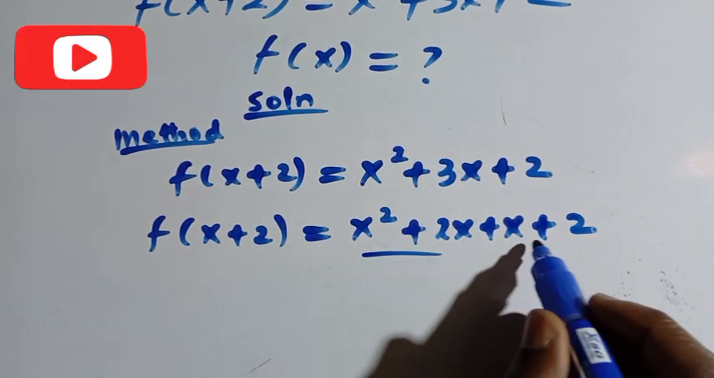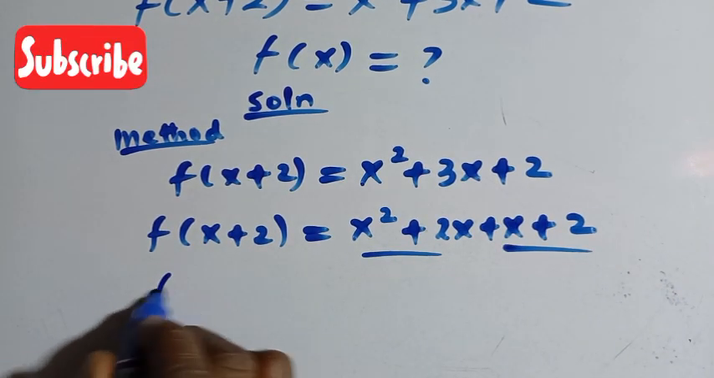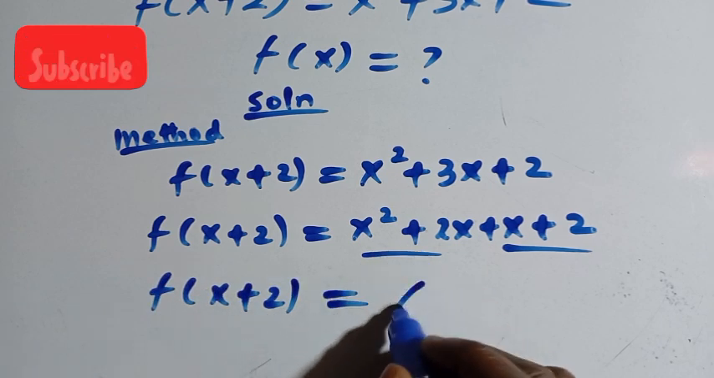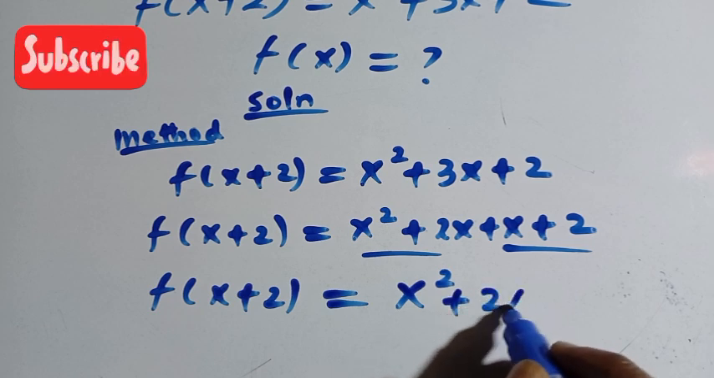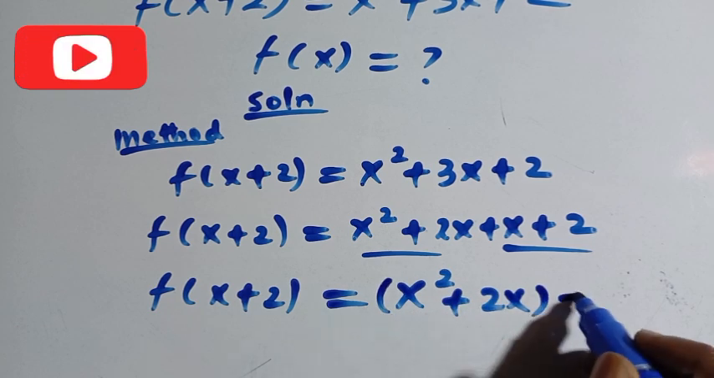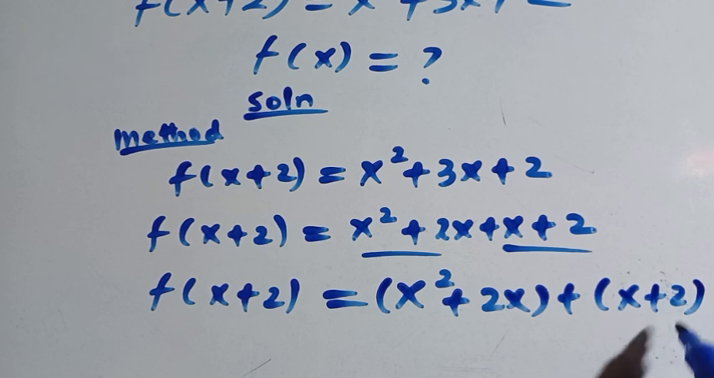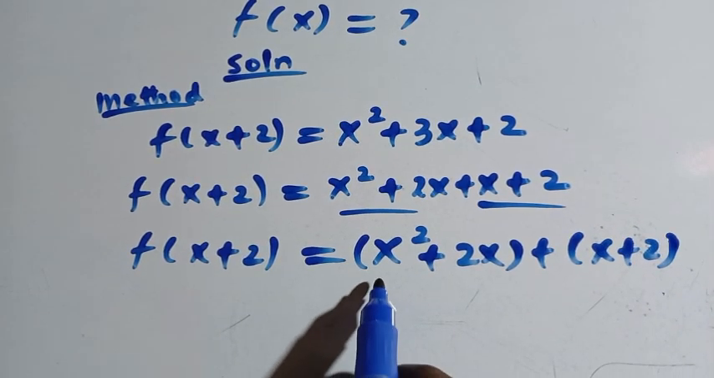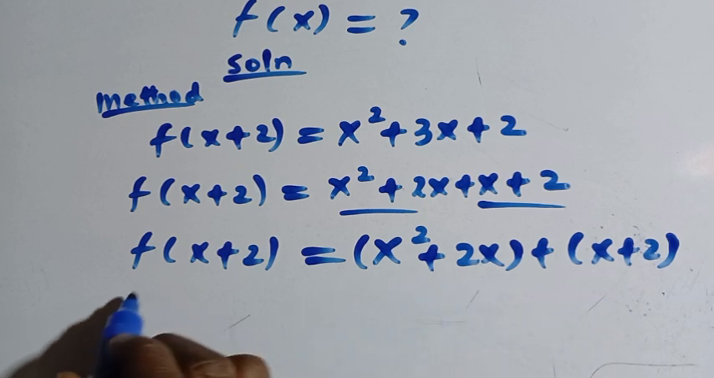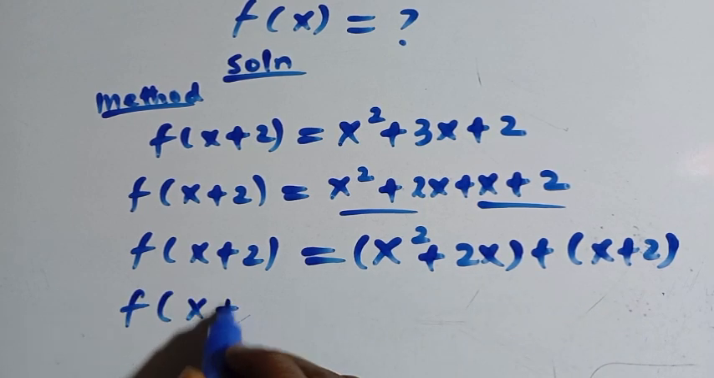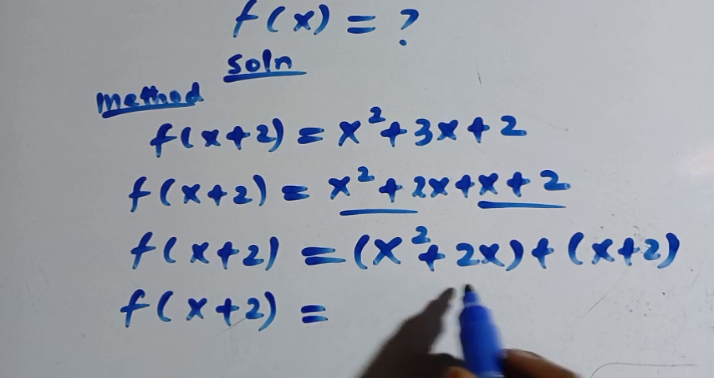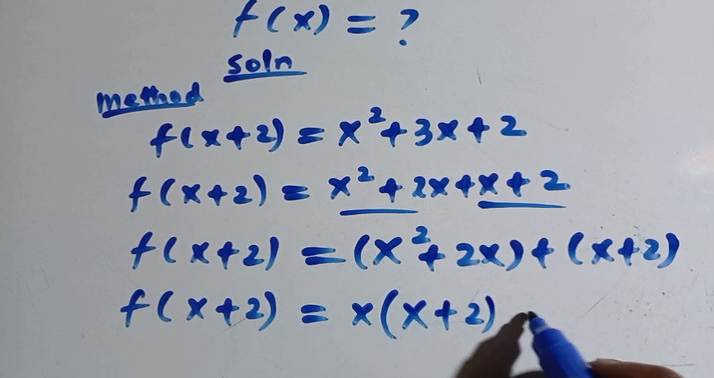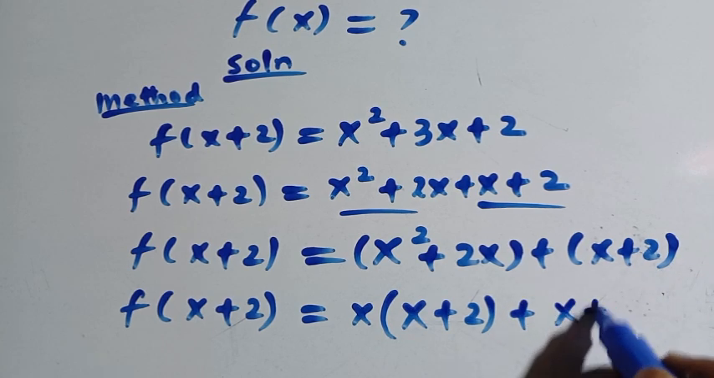When we group these, here we have f of x plus 2 equals x squared plus 2x, plus x plus 2. After the successful grouping, we have to factor out what is common, so we have f of x plus 2 equals, and what is common here is x. By taking out x, we have x plus 2 plus, and also this is x plus 2.